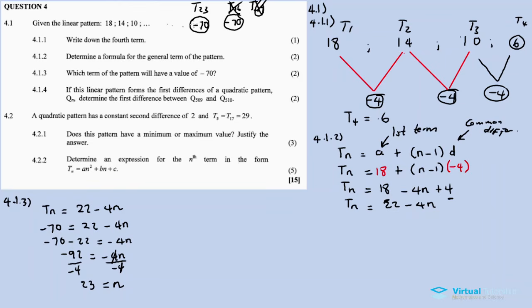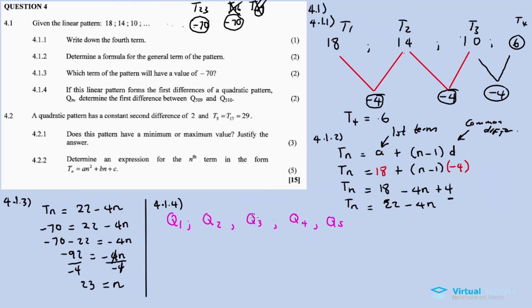Now 4.1.4. If this linear pattern forms the first differences of a quadratic pattern Qn, determine the difference between Q509 and Q510. All right, let's assume that this is our quadratic pattern.